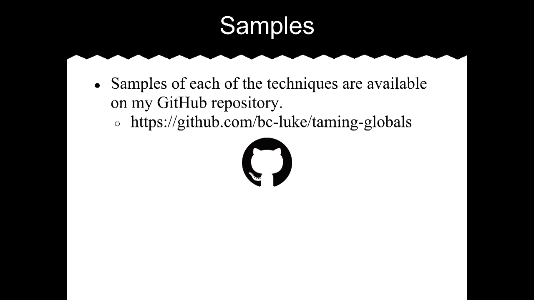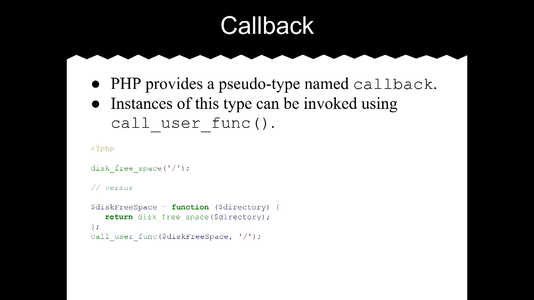So I've told you about how to inject variable functions into classes to add a layer of indirection to global function calls. And I've alluded to some other ways you might do this, but I don't have time to go into those. So if you're interested, take a look at my GitHub repository, where I've got code samples of all of the techniques.